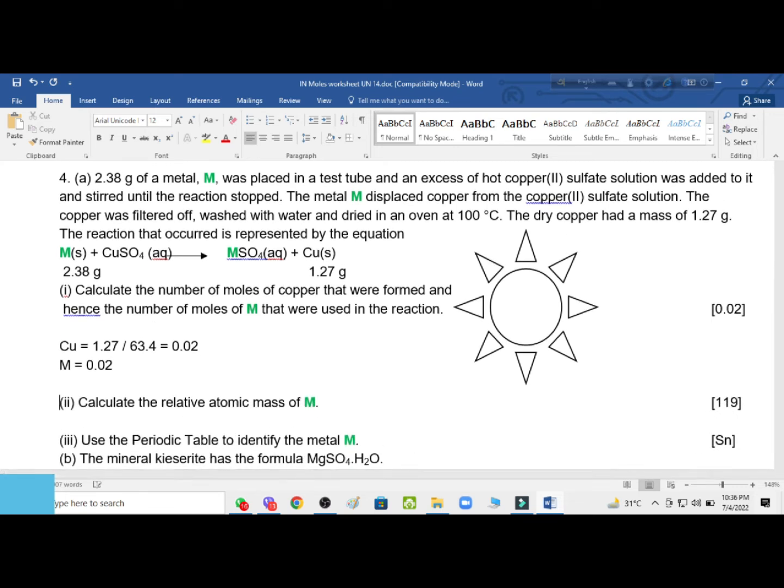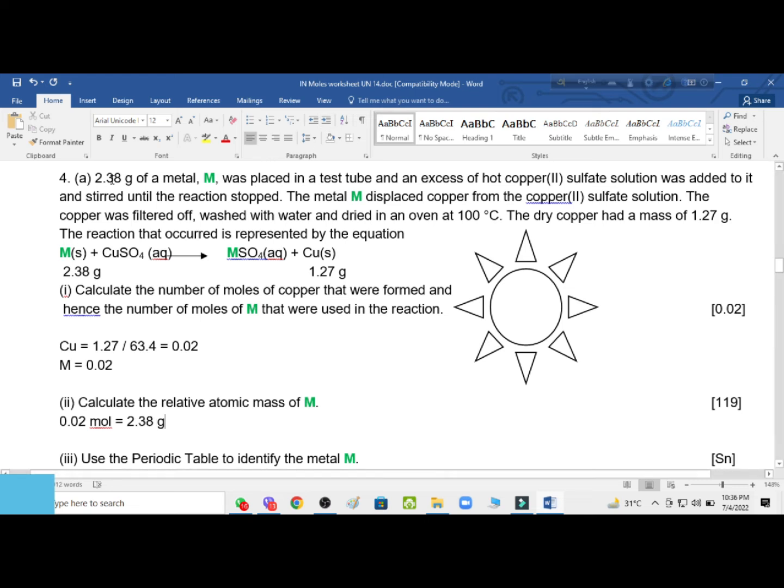Next, calculate relative atomic mass of M. 0.02 mole. You got this here, and this equals 2.38 gram, right? Because initially you got the mass of M. This is the mass of M, and this is the mole of M. So these two are equal. So if this is 1 mole, what would be there?